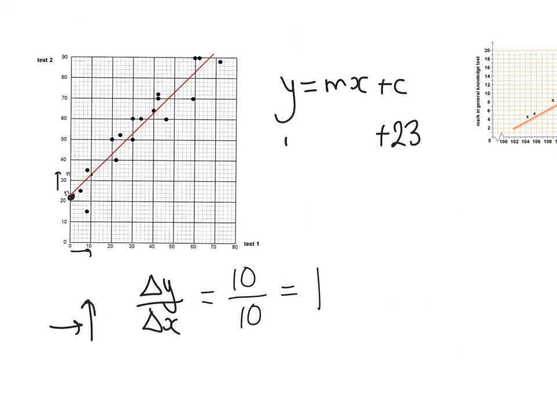So that means I could write y equals 1x plus 23, which we normally just write as x plus 23, but you could write it as 1x plus 23 if you wanted. And there we are, that's the equation of that line.